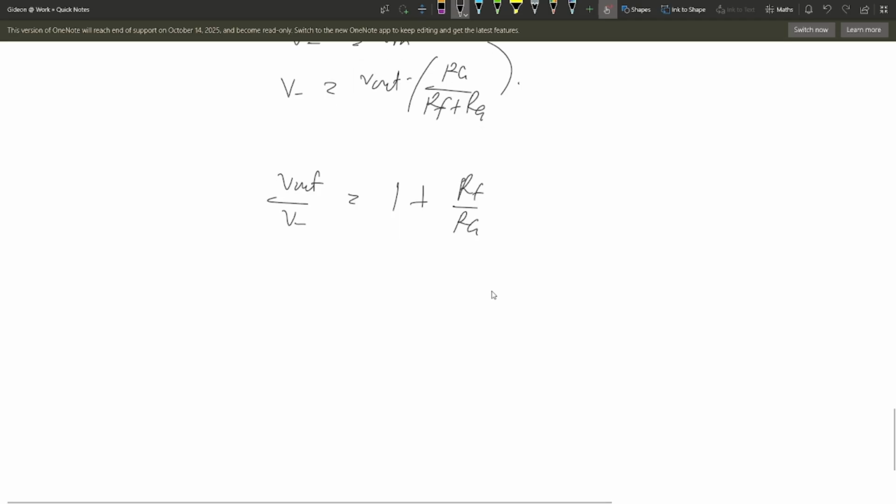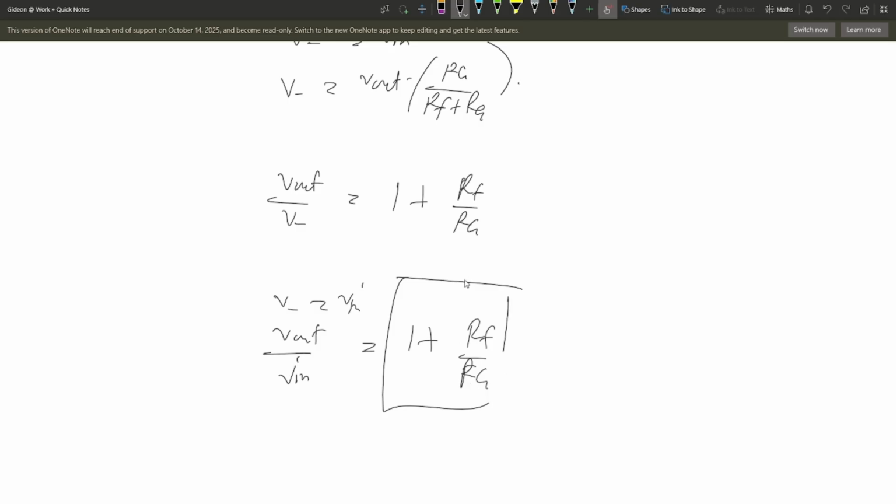All right, so that's basically it. Now what we can do from here is see that our V minus is equal to V in. So in essence, it means that our V out over V in is equal to 1 plus Rf over Rg. Now you can see that this is our gain, right? Now our gain is positive.